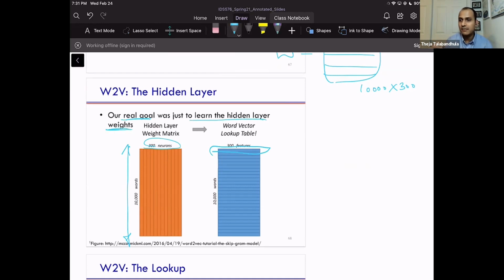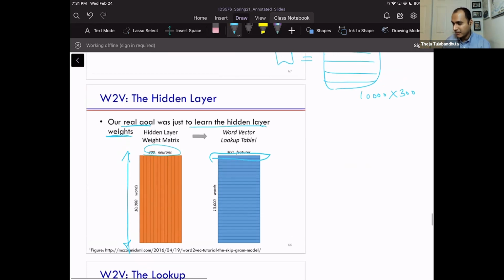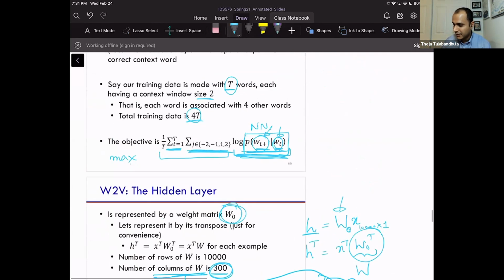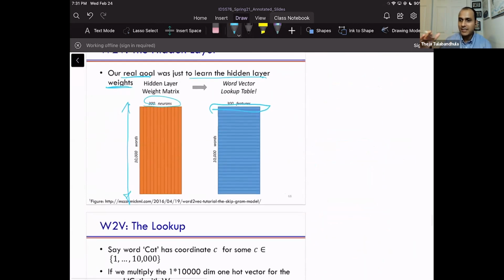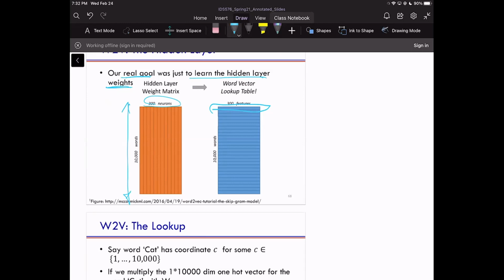Once we learn the first set of weights, we're just calling them word vectors in this neural network and in this particular classification task. As long as we can do well in the classification task, whatever classification task, by just maximizing this objective, whatever weights we get, we're just going to interpret the first set of weights to be word vectors. That's what is happening in Word2Vec. So these are the word vectors that we can use for any model.